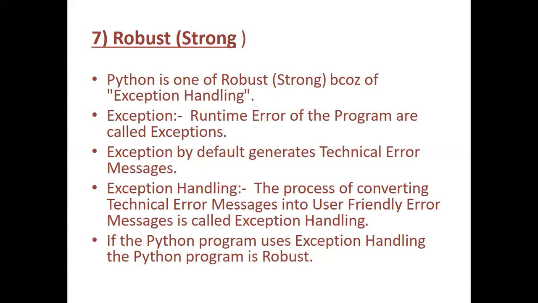So what happens is, an exception by default generates technical error messages. Converting those technical error messages into user-friendly error messages is called exception handling. If a Python program uses exception handling, that is the only reason it is known as a robust language, because it converts the technical error messages into user-friendly error messages. So an exception is a runtime error of the program. Okay, let's go ahead.